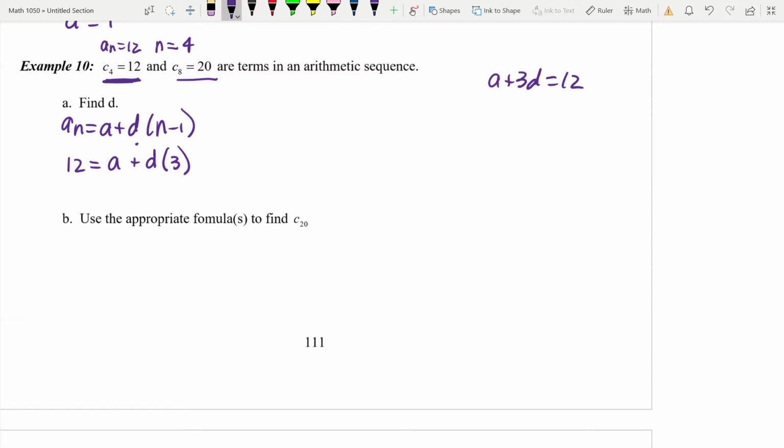Now I'm going to do the same thing, but now I'm going to do it for this one. So the term 20 is equal to the first term, which they didn't tell me, plus the difference, which they didn't tell me. It's the eighth term, so n is 8. 8 minus 1 is 7. I'm going to write it nicer. a plus 7d equals 20. I'm trying to find d. What am I going to do now?